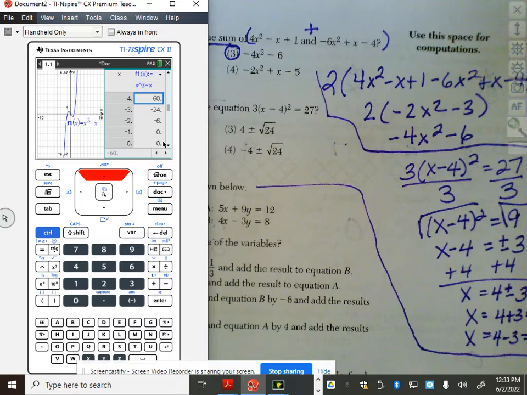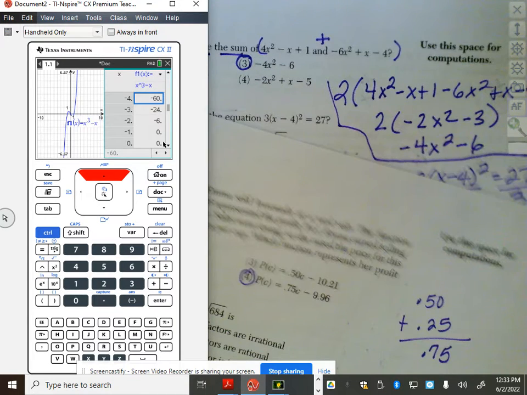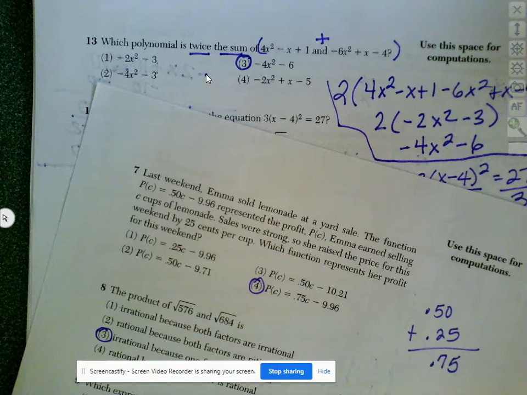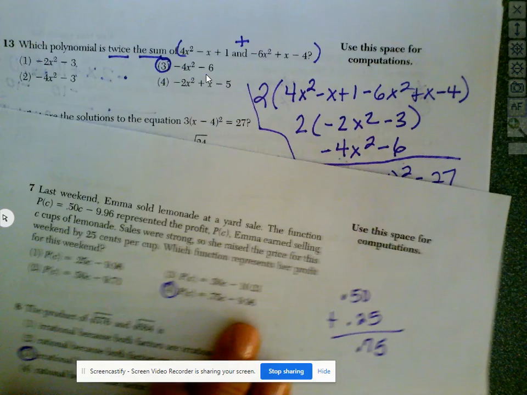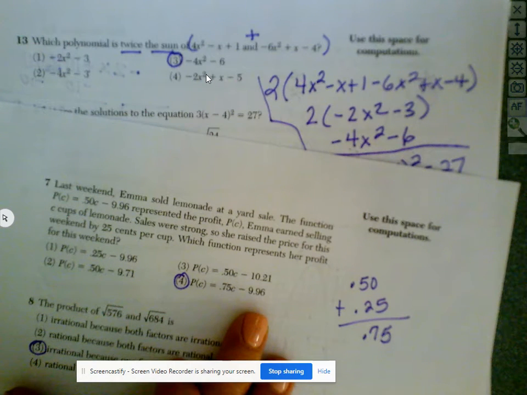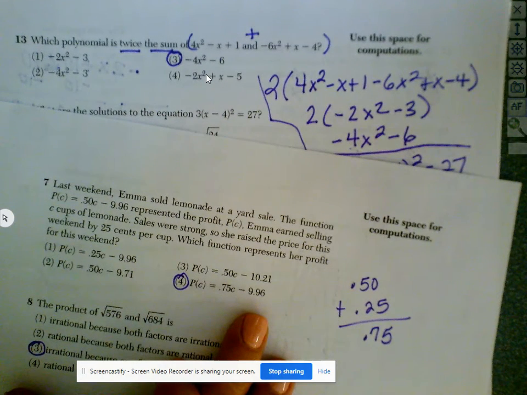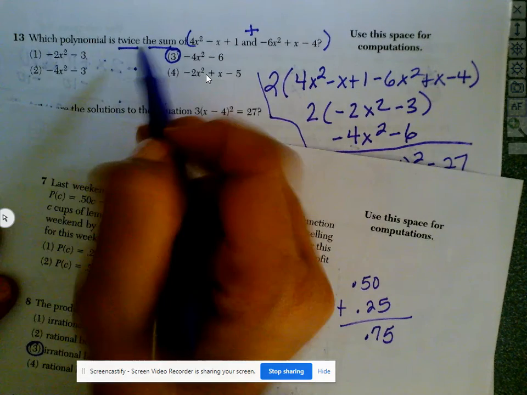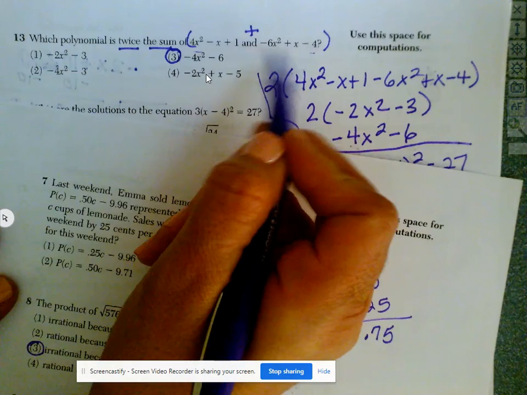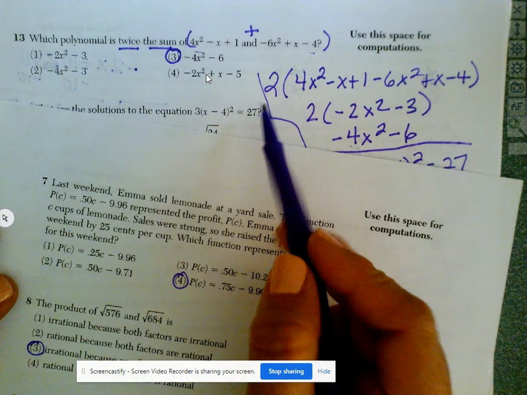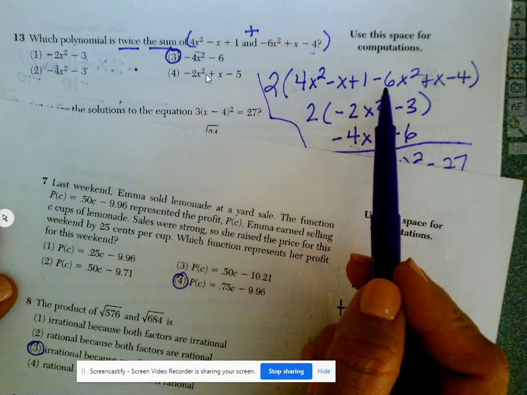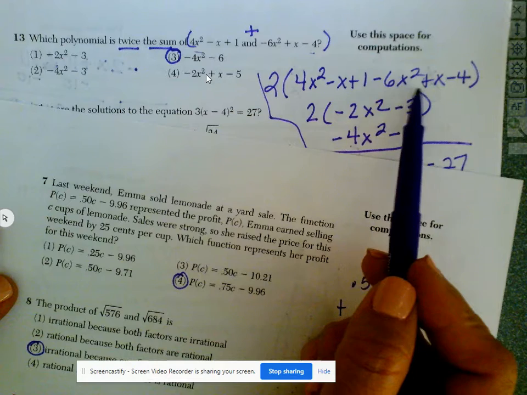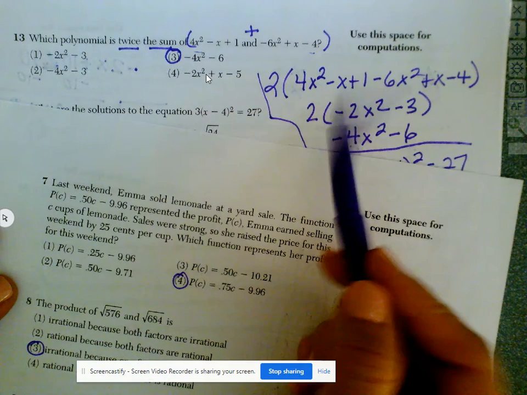All right, next question. We have some vocabulary, and this is really an 8th grade question. So it says, which polynomial is twice the sum of 4x squared minus x plus 1 and -6x squared plus x minus 4? So twice the sum means to multiply this sum of these two things by 2. So it's 2 times, and then in parentheses, 4x squared minus x plus 1 plus -6x squared plus x minus 4, because we added these two things together.